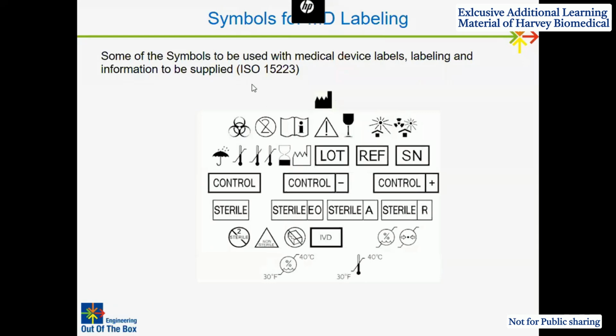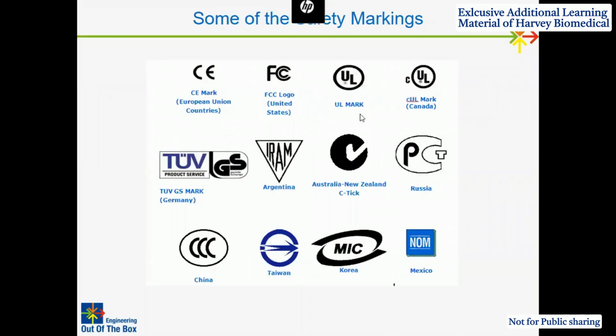For all these symbols there is a standard, ISO 15223-1, for labeling. We have to use that labeling standard. These are some of the safety markings. You see some of the standards: this is CCC, China; this is the TUV GS mark, a Germany-related mark; and the UL mark is a US-related mark. These they give for electrical-related requirements. This CE is for European Union countries, and the FCC logo is for the United States. With the UL mark we are meeting the specific electrical standards. By seeing all these symbols we can understand, okay, this is Mexico, this is Korea, and so on.